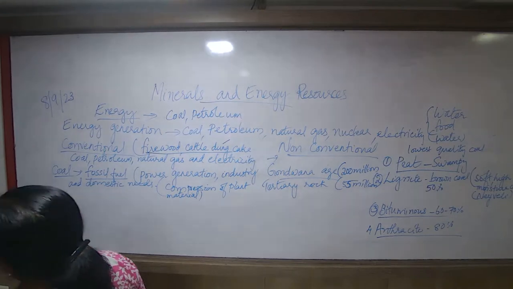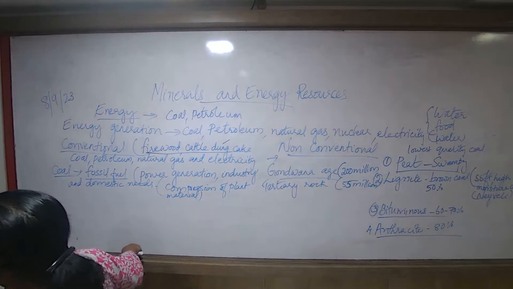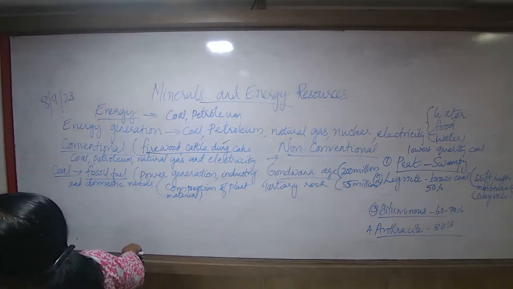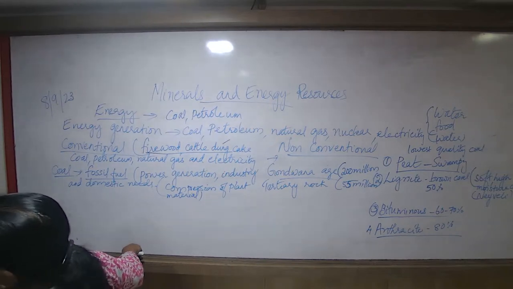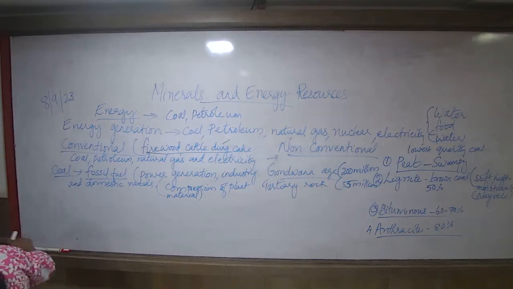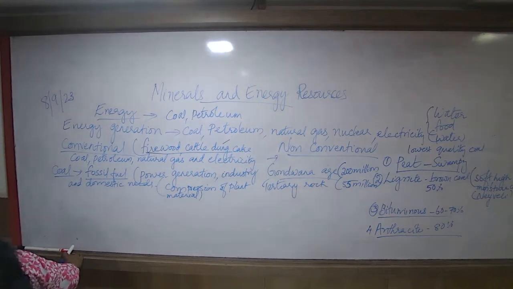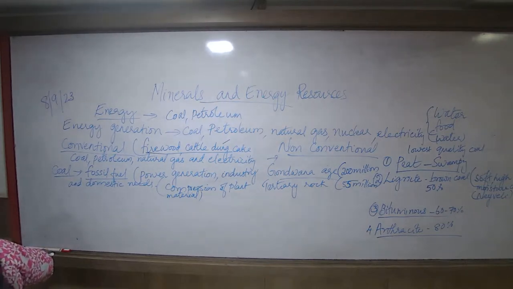Jharia, Raniganj, Bokaro are important coal fields. Jharia and all are in the Jharkhand, West Bengal part. The Godavari, Mahanadi, Son and Damodar valleys also contain coal deposits. Tertiary coals occur in the northeastern states of Meghalaya, Assam, Arunachal Pradesh, and Nagaland, as I have told you.